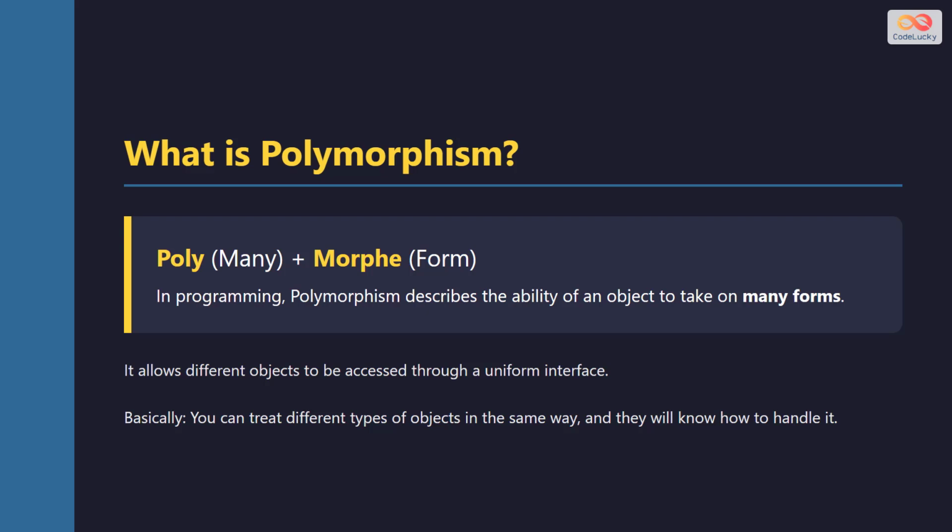Let's start with the definition. The word polymorphism comes from Greek roots. Poly means many, and morph means form. So, it literally translates to many forms. In programming, this means that a single interface can be used for different types of objects. You can treat various objects in the same way, and they will each know how to handle the request.